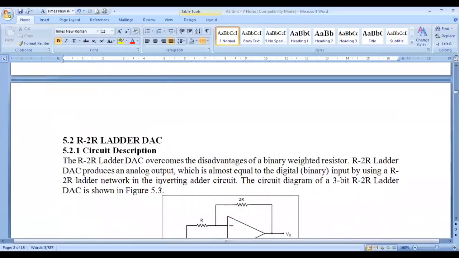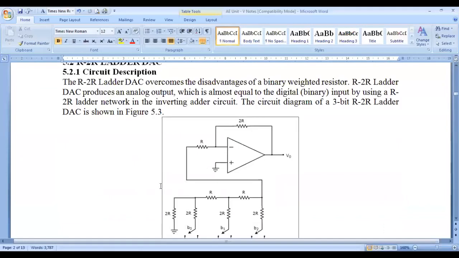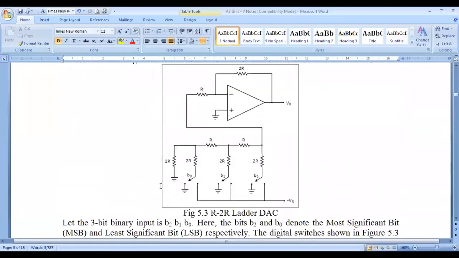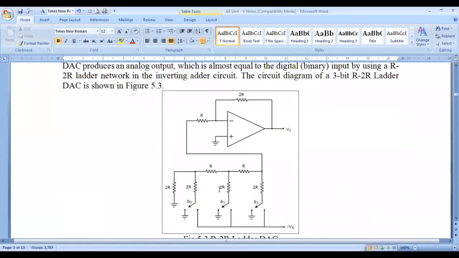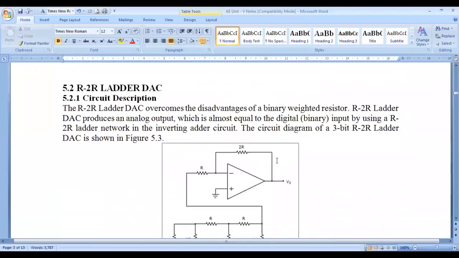Second method called R to R ladder DAC. Why it is called R to R ladder DAC: we are using R to 2R resistors in the ladder network to convert the digital signal into analog signal. That is why this method is called R to R ladder DAC.